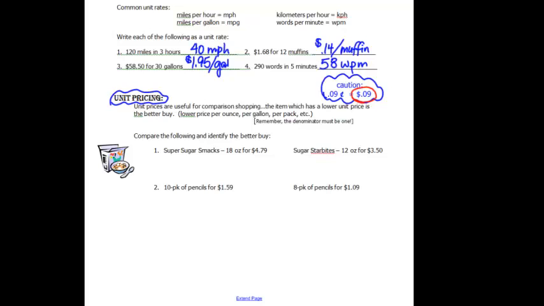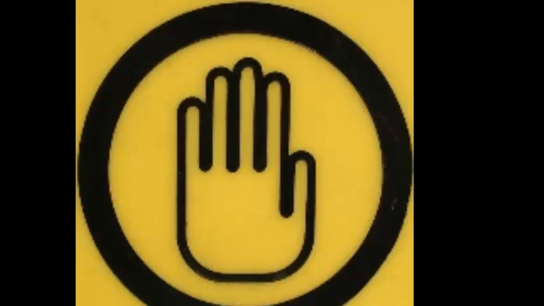So compare the following and identify the better buy. When you're asked to find the better buy, they're really looking for this unit pricing, and it's basically a division problem. So this is saying $4.79 for 18 ounces. So you have to go over to the side and divide $4.79 by 18, and then $3.50 for 12 ounces, divide $3.50 by 12. And then you're going to compare the answers that you get. Go ahead, you can do that math on your own.